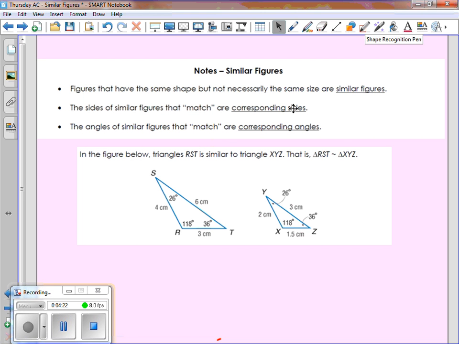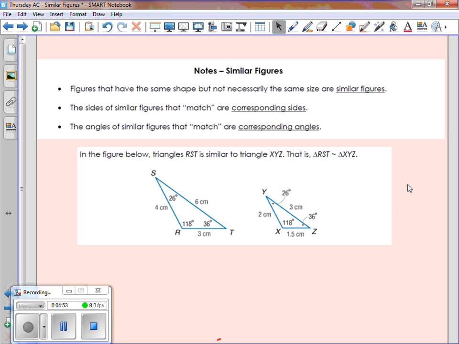Okay, so we're going to be talking about similar figures. As we've just seen in the BrainPOP movie, figures that have the same shape but are not necessarily the same size can still be similar figures. So one is bigger or smaller than the other, but they have some similarities. They're similar.